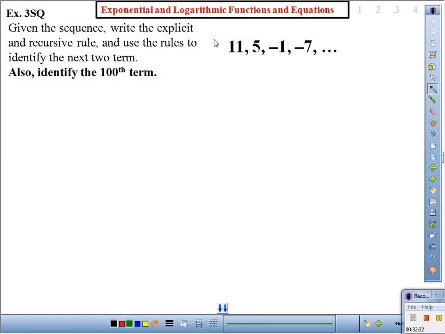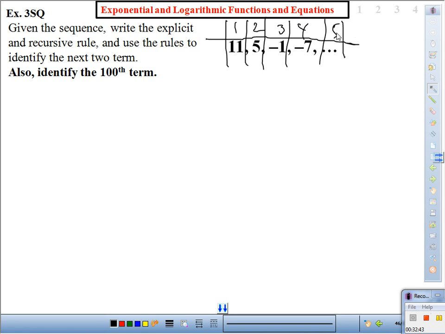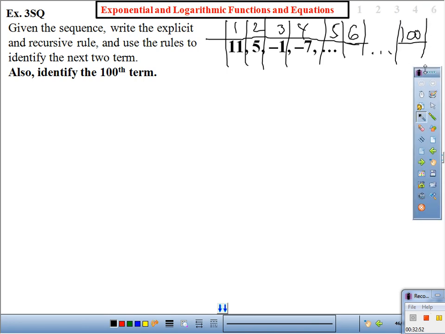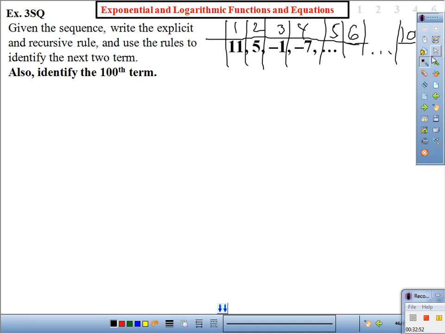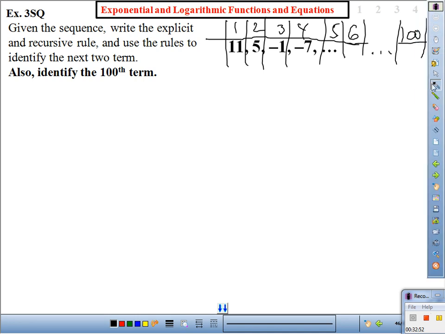So, here it goes. 1, 2, 3, 4. They want the next two terms, which is 5, 6. But then they want the what? The 100th term? You're like, what? Yeah. I know, right? All right. So let's see. N, f of n. So what do we need to find out?